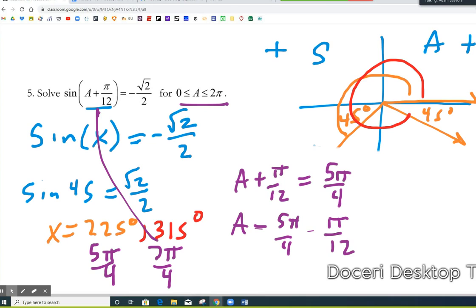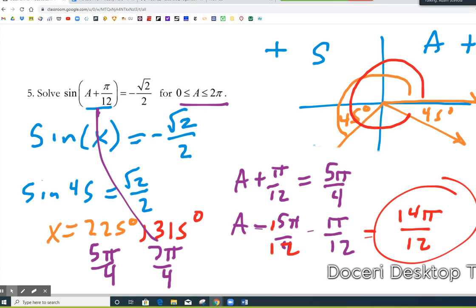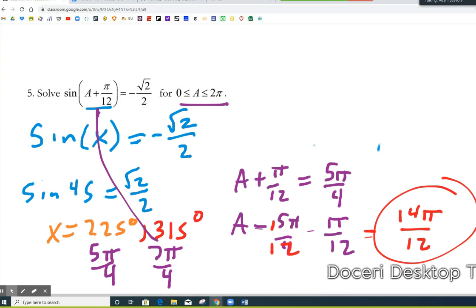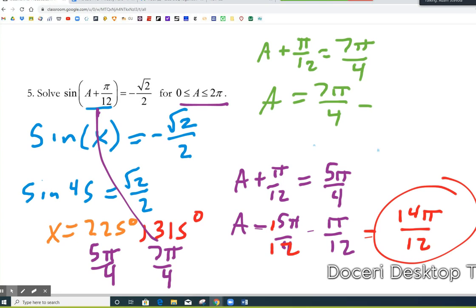And let's see, I could get a common denominator here. So this becomes 15 pi over 12 minus pi over 12, so I get 14 pi over 12. That would be one of my answers. And then do the same thing for the other angle, 7 pi over 4. So I want a plus pi over 12 to equal 7 pi over 4. So I have to subtract pi over 12 on both sides. If I get a common denominator, that becomes 21 pi over 12 minus pi over 12, which is 20 pi over 12, our other answer.